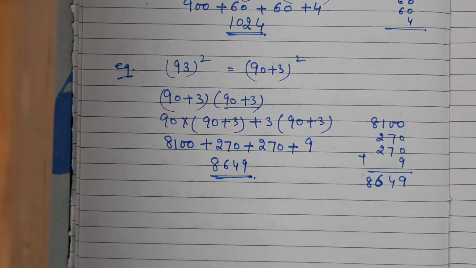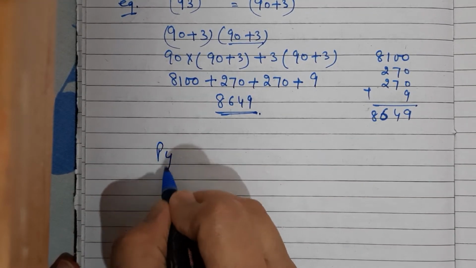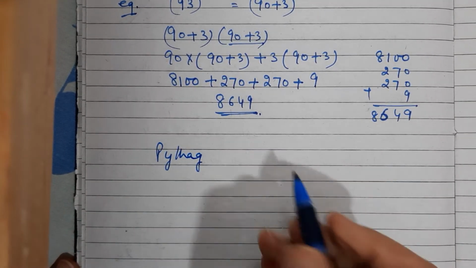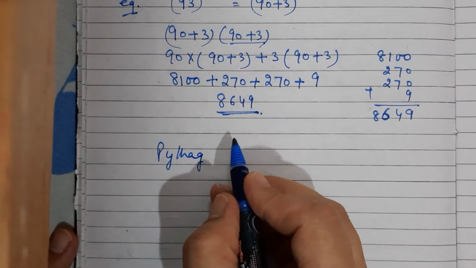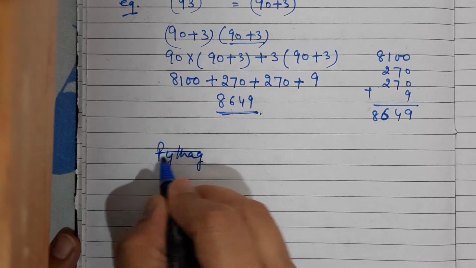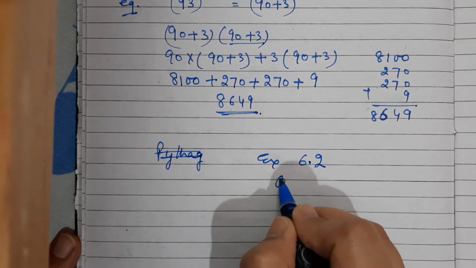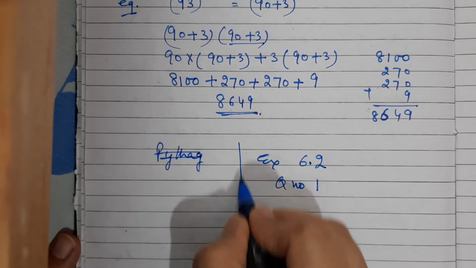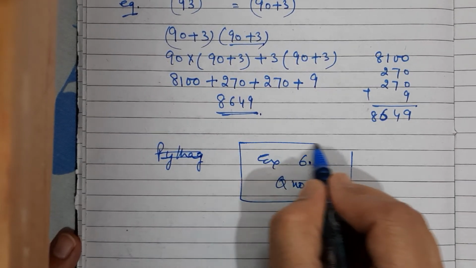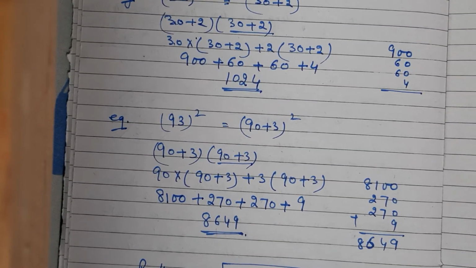Now children, the next concept which we are going to do is Pythagorean. Okay, here I have to add one thing: using these examples you will solve exercise 6.2, question number 1. So this is your homework. You will solve all these questions yourself, because you have to solve them with the same method.